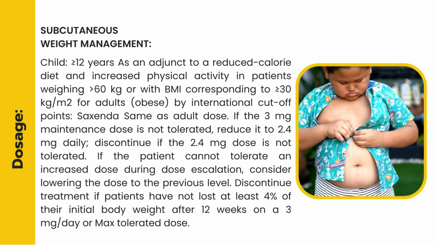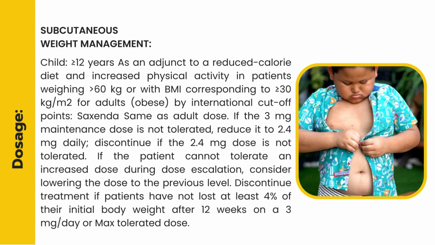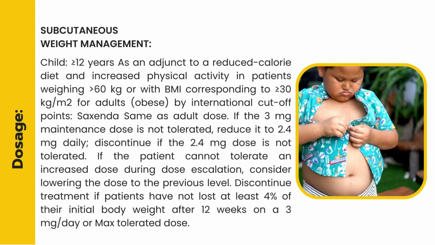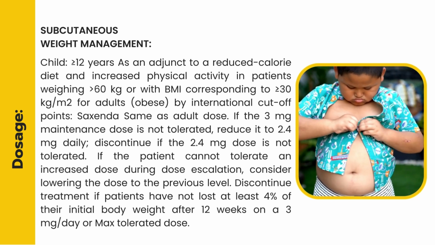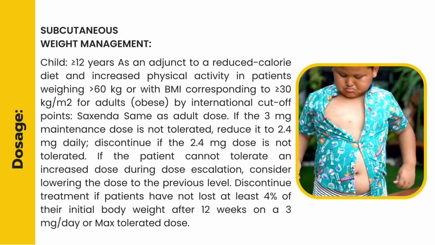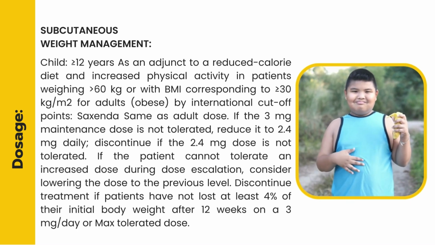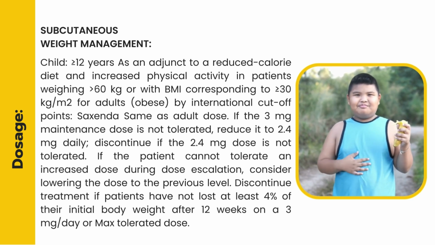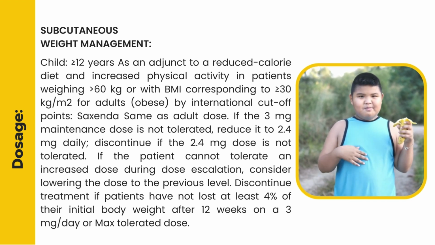If the 3 mg maintenance dose is not tolerated, reduce it to 2.4 mg daily. Discontinue if the 2.4 mg dose is not tolerated. If the patient cannot tolerate an increased dose during dose escalation, consider lowering the dose to the previous level. Discontinue treatment if patients have not lost at least 4% of their initial body weight after 12 weeks on a 3 mg per day or maximum tolerated dose.